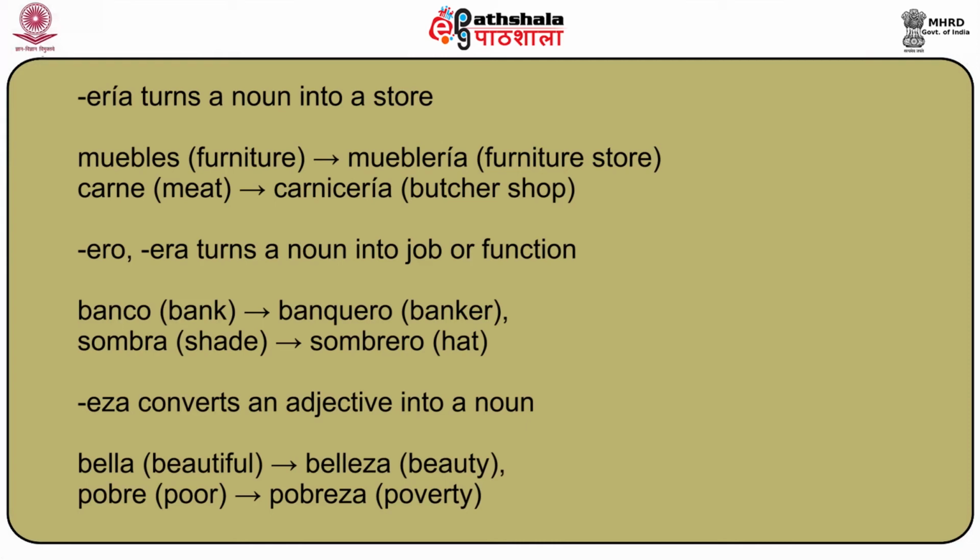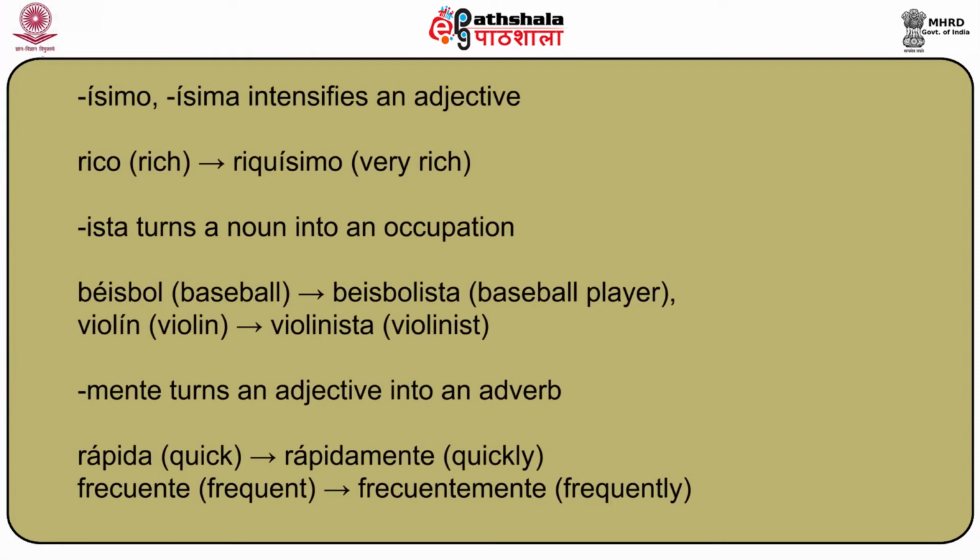Eza also converts an adjective into a noun. Bella, beautiful, turns into belleza, beauty. The other example that I would like to talk about is pobre, poor, pobreza, poverty. Ísimo or ísima intensifies an adjective. Rico, rich, becomes riquísimo, very rich. Ista turns a noun into an occupation. Baseball, baseball, becomes baseballista, baseball player. Violin, violin, turns into violinista, violinist. Mente turns an adjective into an adverb. Rápida, quick, rápidamente, quickly. Frecuente, frequent, becomes frecuentemente, frequently.